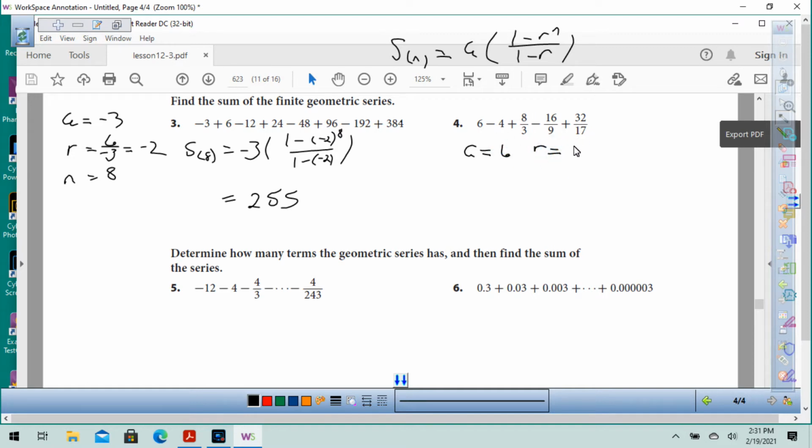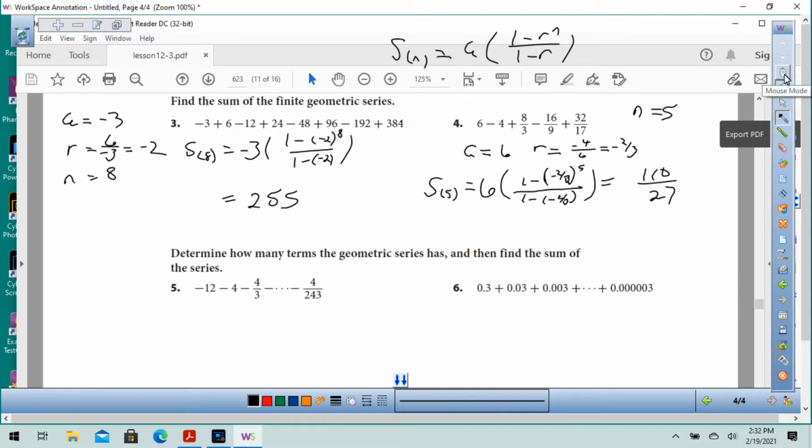R is going to be -4 divided by 6, which is -2/3. And then 1, 2, 3, 4, 5. N equals 5. So we put it in our equation. S sub 5 equals 6 times 1 minus -2/3 to the 5th power, over 1 minus -2/3. And you'll find that equals 110 over 27.